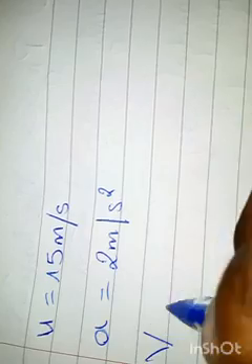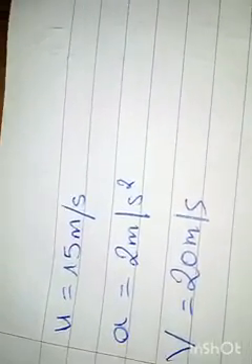Given that it accelerates uniformly at 2 meters per second squared, acceleration 2 meters per second squared, to reach a velocity of 20 meters per second, final velocity v of 20 meters per second. All right, now what do we want? A, they say find the time taken, t, and B, find the distance traveled, s.